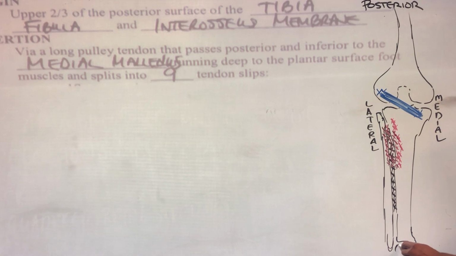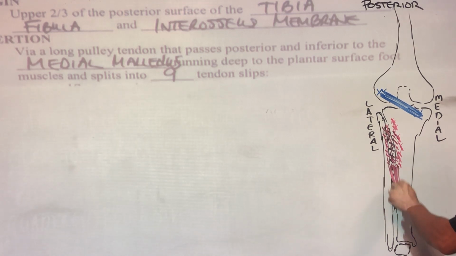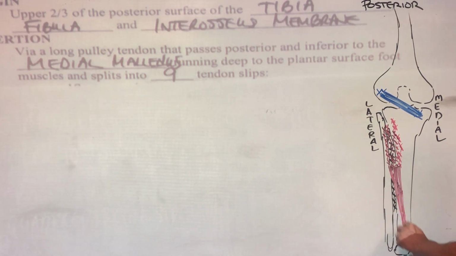So here's the calcaneus. And remember, here's the medial malleolus. So the way that muscle is going to run is across the back of the leg, and it's going to run posterior and inferior to that medial malleolus.